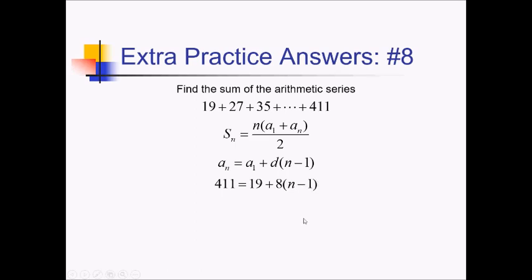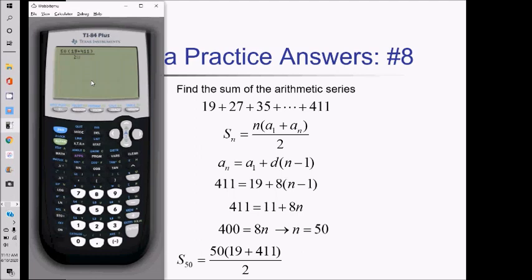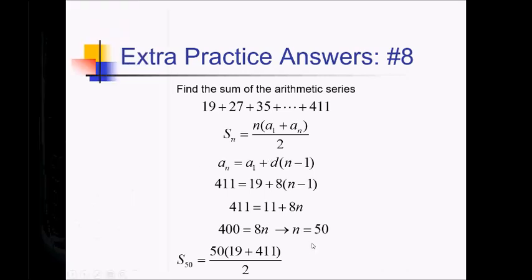19 minus 8 is 11. If I subtract 11, I've got 400 on the left side. Divided by 8, that's going to be 50. So let me go ahead and plug 50 back into this formula along with 19 and 411 for A1 and AN. So this is going to be 430 divided by 2. And I'm actually going to use the calculator for this. So plugging all that in on the calculator using Francie fraction, we end up with 10,750 for the sum of that series.